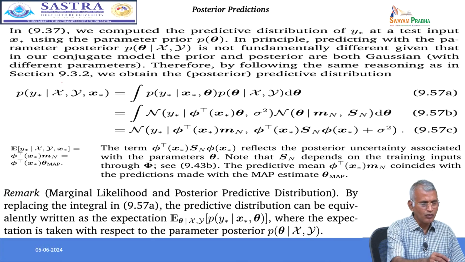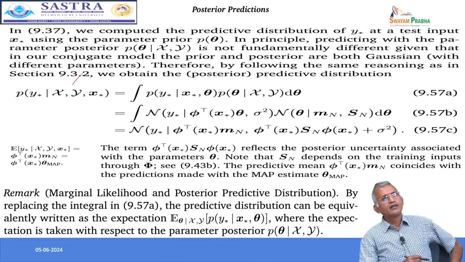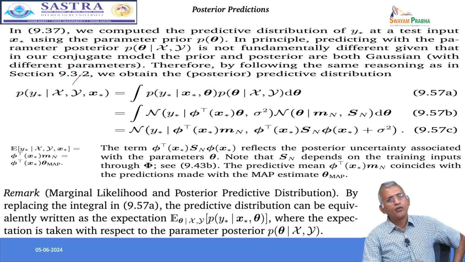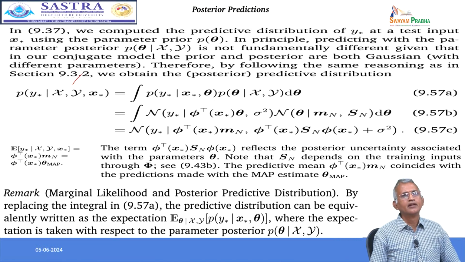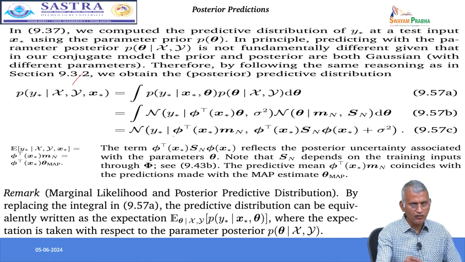So, the probability p(y*|x, y, x*) is equal to the integral of p(y*|x*, θ) p(θ|x, y) dθ. Then the integral N(y* | φᵀ(x*)θ, σ²) N(θ | mN, SN) dθ. So, after integration we have N(y* | φᵀ(x*) mN, φᵀ(x*) SN φ(x*) + σ²), as equation 57c says.